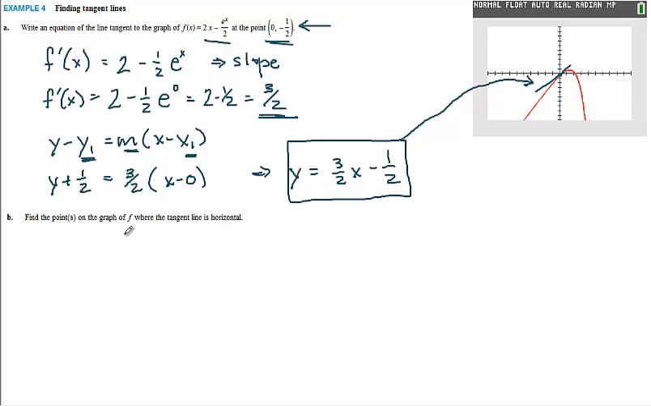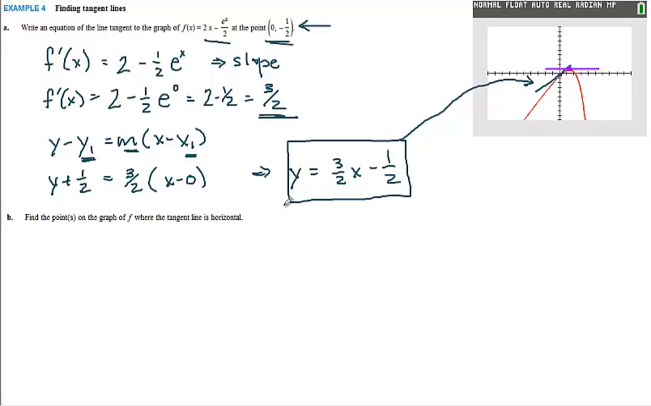Find the point on the graph of f where the tangent line is horizontal. So they just want to know where the slope is 0. We'll do that in a different color, purple. So they want to know right there. Where is that? So it's going to be right there at the top. But they want to know where it's horizontal. So they want to know where the slope is 0.